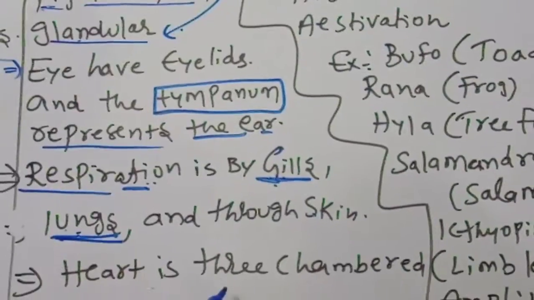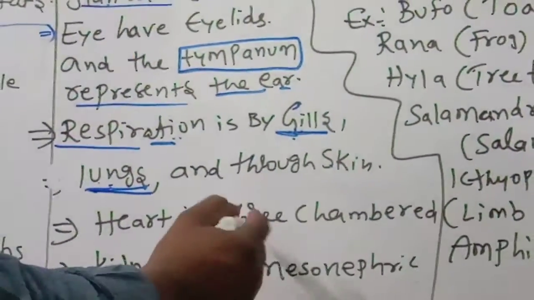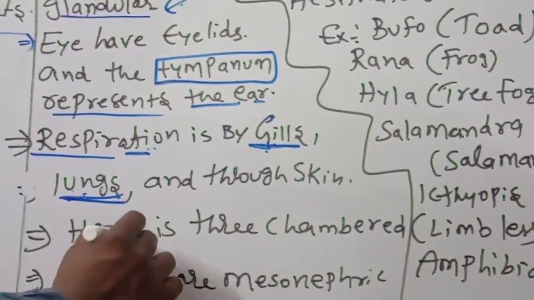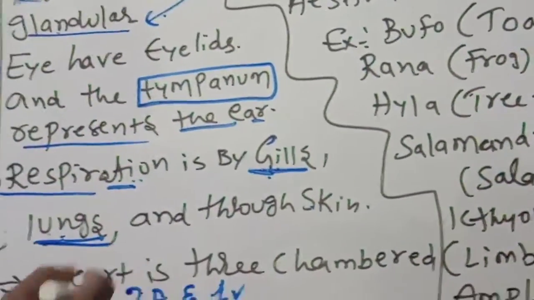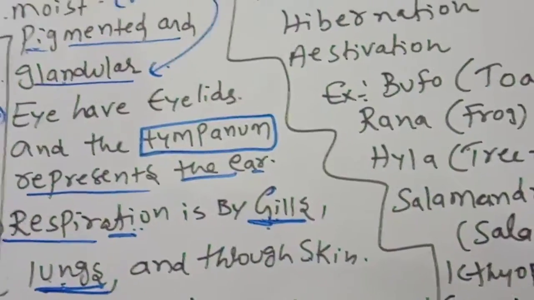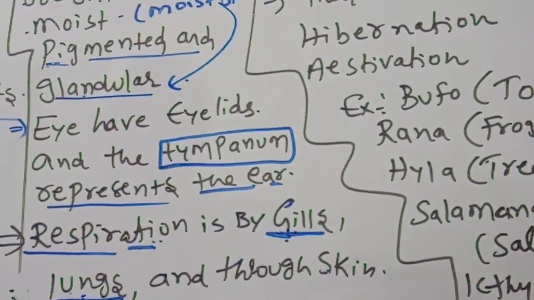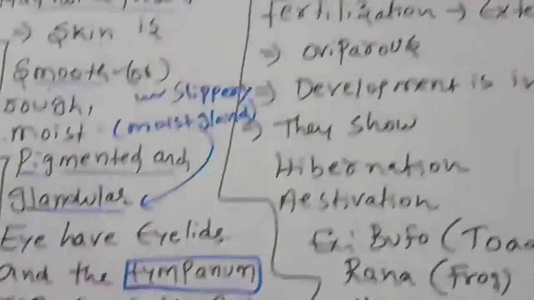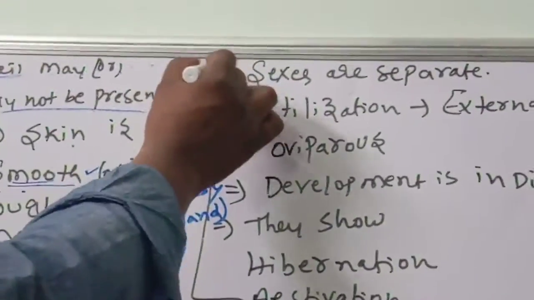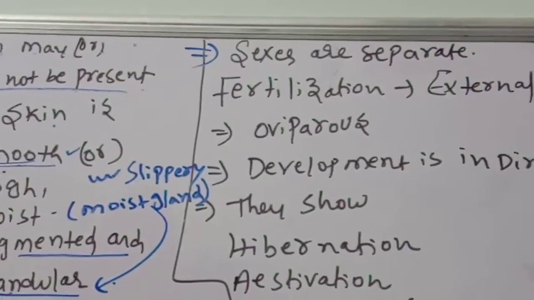The heart is three-chambered. What is the three-chambered heart? Two auricles and one ventricle. That's why the heart is three-chambered. Kidneys are there, and they are mesonephric. So mesonephric kidneys will be there.